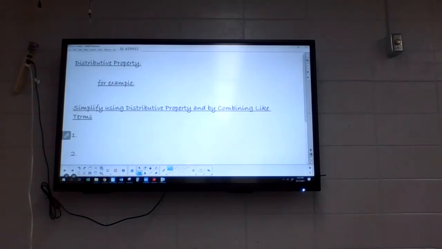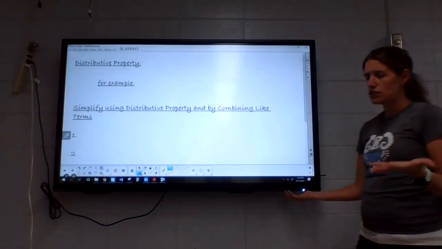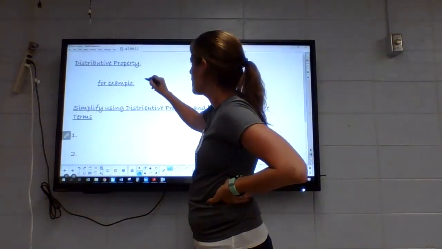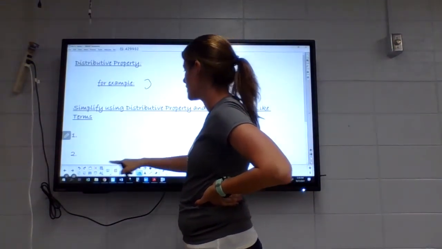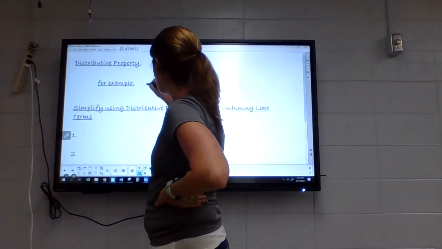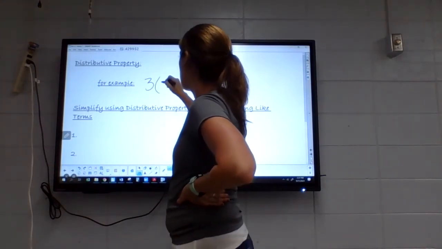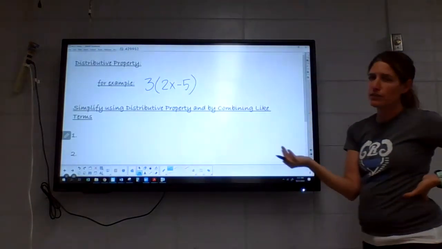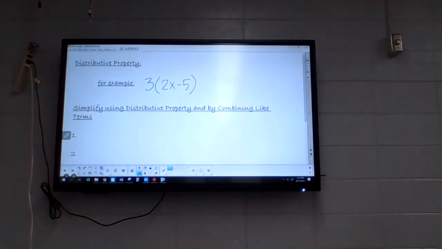But distributive property, I think you guys know this. I'll show you a quick example of what I mean. So if I have like 3, and then I have 2x minus 5. This is an example of distributive property. What do we do with that 3?